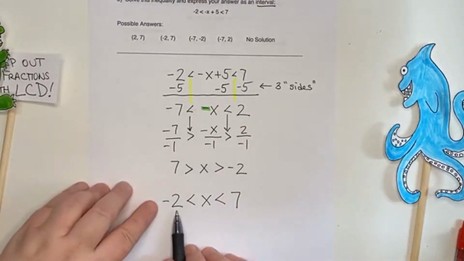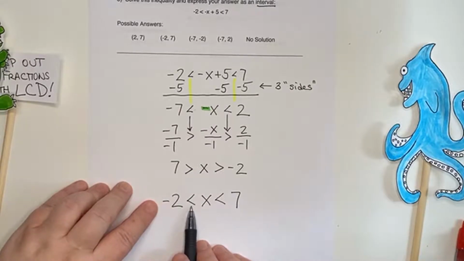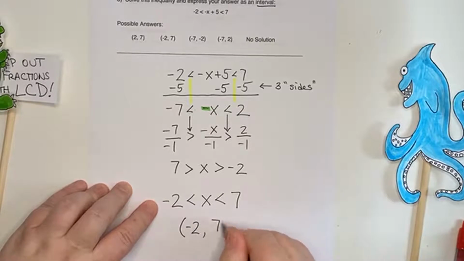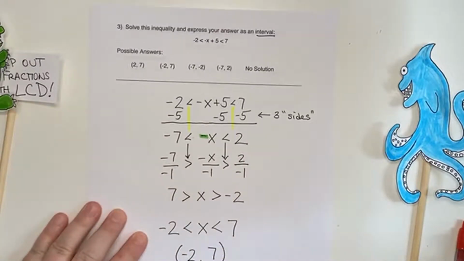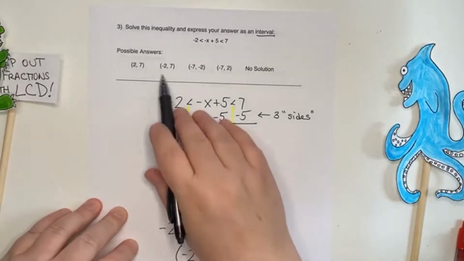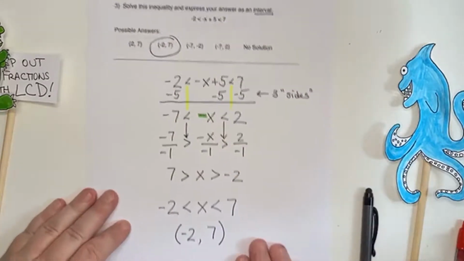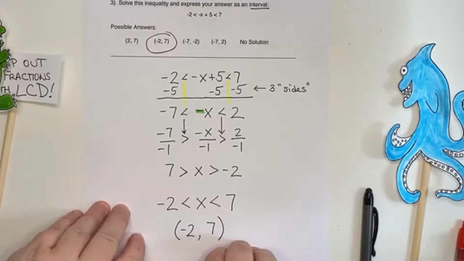So I'm going to start with -2. This is a strict less than, and go all the way to 7, strict less than. So I'm going to start with -2, end at 7. And let's see, do I see this option up there? Woohoo, right there. And we are halfway done with this.